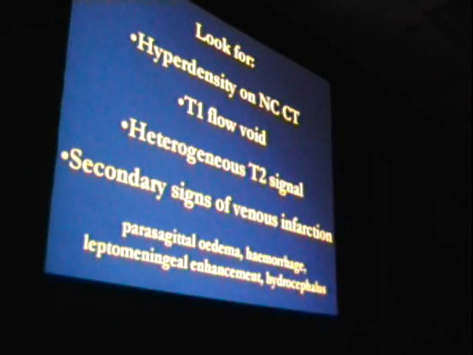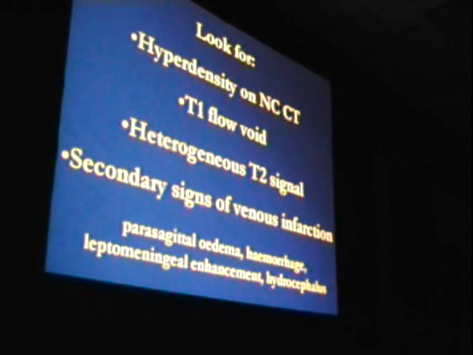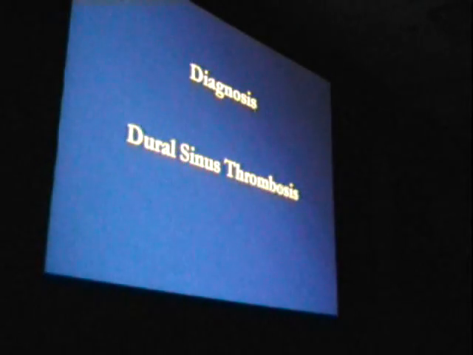The things that I find most useful are to look for the hyperdensity on non-contrast CT. The T2 signal may be dark and mimicking a flow void, but if you look carefully you may find that it's not truly black, but there is some heterogeneous signal, indicating that it's actually soft tissue material rather than flow. And obviously look for venous infarction, such as parenchymal edema, hemorrhage, sometimes leptomeningeal enhancement, and hydrocephalus as well related to venous stasis.